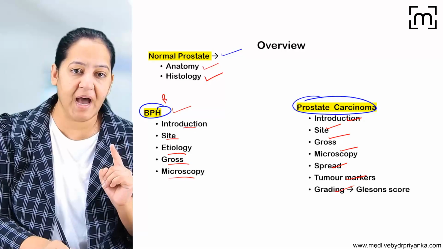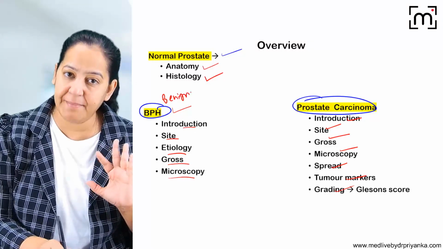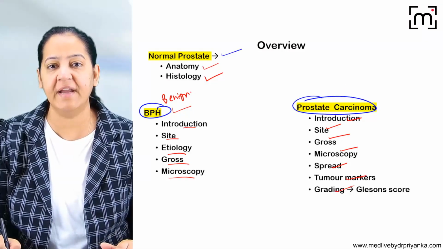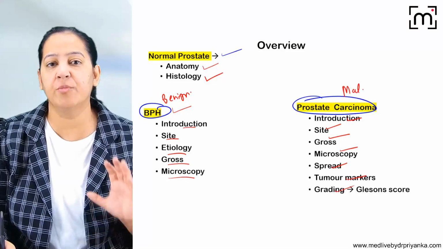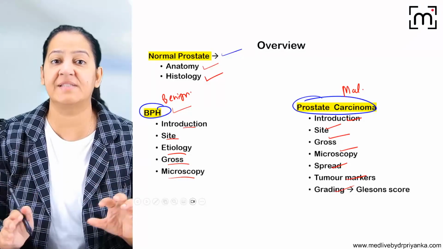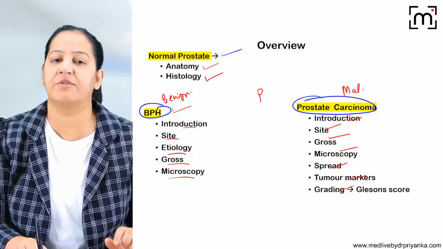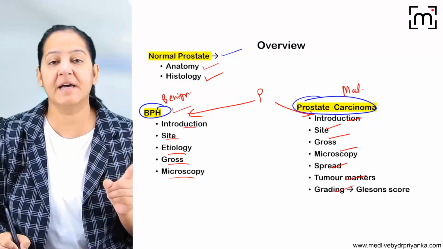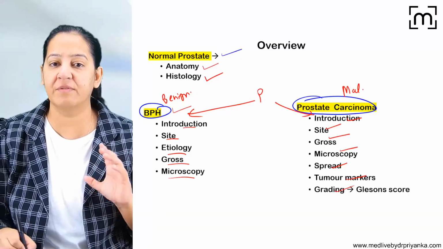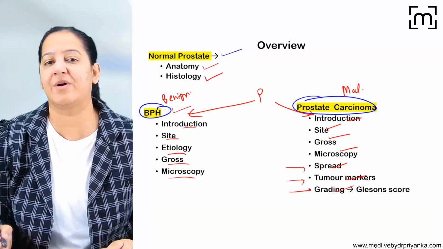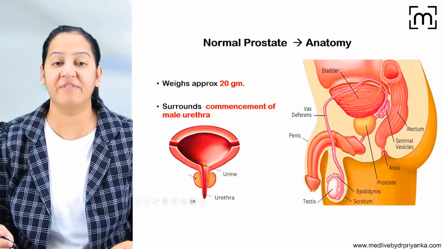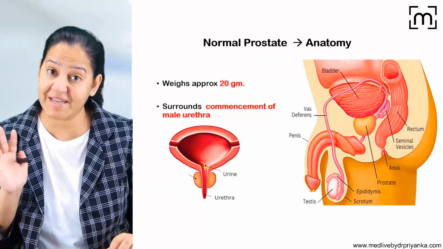Now this is the benign, as the name indicates, benign tumor of the prostate, and this one is the malignant tumor of the prostate. So we are basically studying the two types of tumors of the prostate, the benign tumor and the malignant tumor. Since prostatic carcinoma is the malignant one, we will see its spread, tumor markers and grading also, along with the gross and microscopy. So let's start the topic one by one. First, let me tell you the normal prostate anatomy.